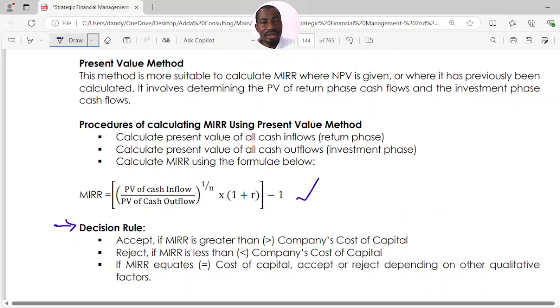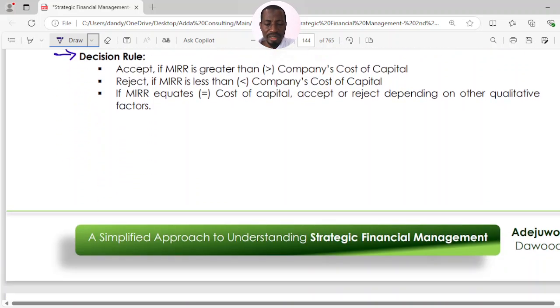But if modified internal rate of return is less than the company cost of capital, the project should not be accepted. However, where the modified internal rate of return is equal to the company's cost of capital, the company can either accept or reject the project depending on other qualitative factors. However, if you are asked to advise on the acceptability of the project where there are mutually exclusive projects, of course, any project with a higher modified internal rate of return, provided it is greater than the company cost of capital, should be accepted. So that's the decision rule for modified internal rate of return.